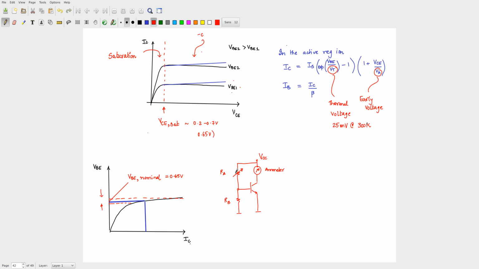So, if I change my RA, I can change VBE, right, and what will happen? That will also change the current flowing here, right. So, basically, can you go through this loop and tell me something? Go like this, like that and like that. What can you tell me?